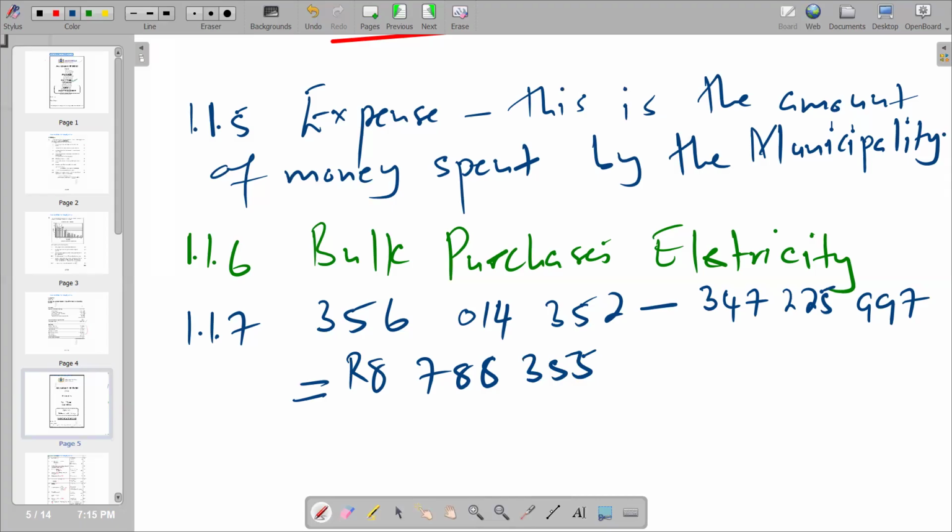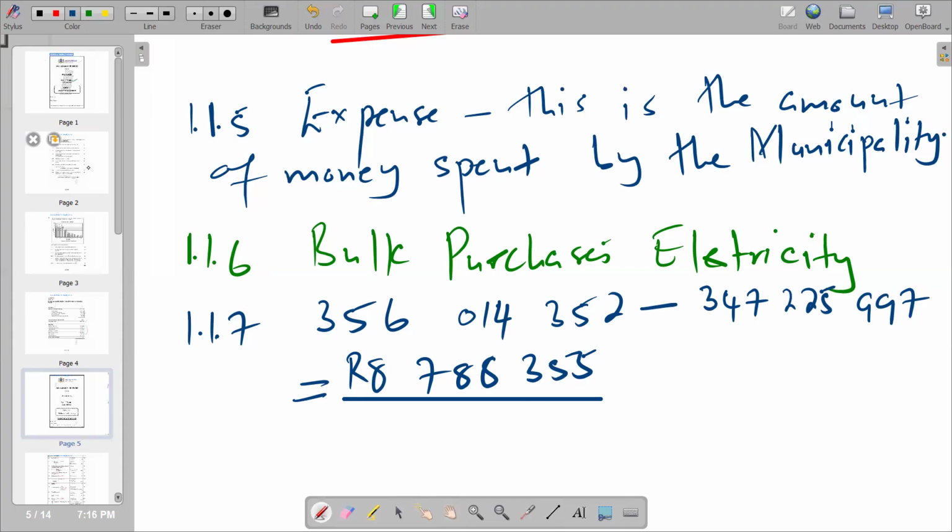Now if our answer is a positive, we can determine whether it's a surplus or deficit. Remember, if your income, your revenue minus your expenses, gives a positive, it's supposed to be a surplus. When it's a deficit, it should be a negative figure. If your revenue is greater than your expenses, it's a surplus. But if revenue is less than your expenses, you can describe it as a deficit. So in this case, we have identified it as a surplus.